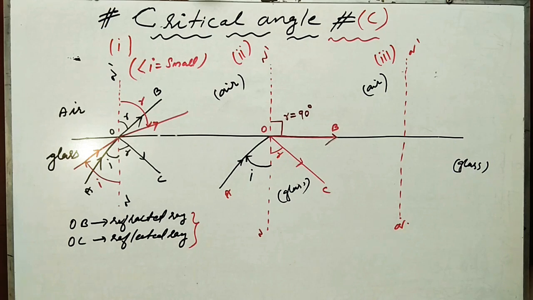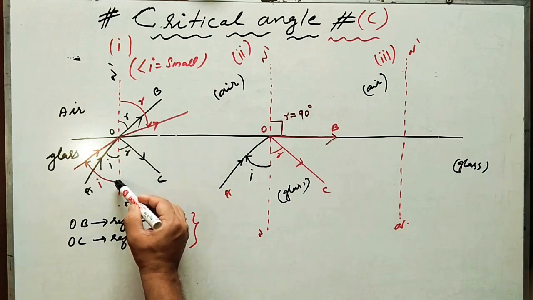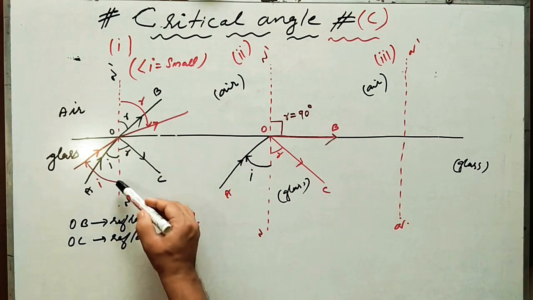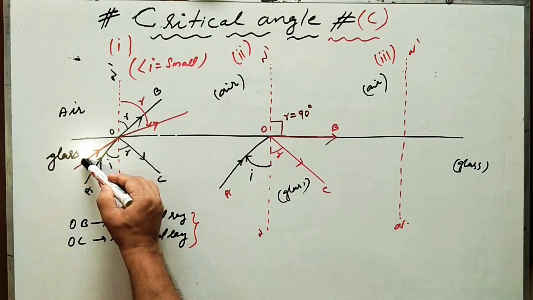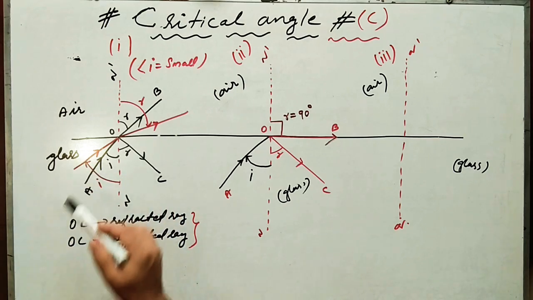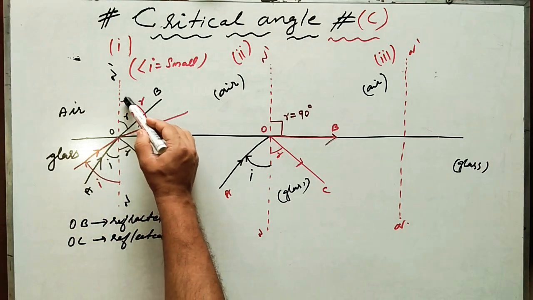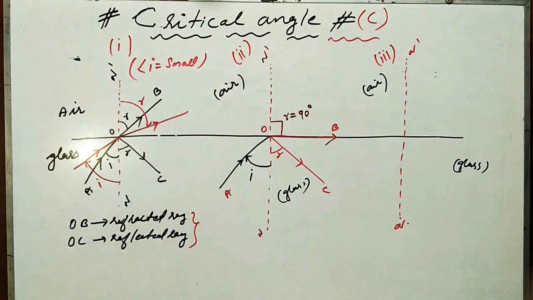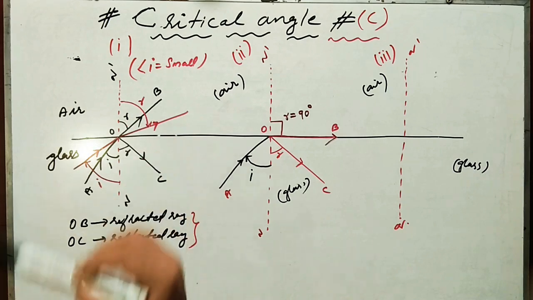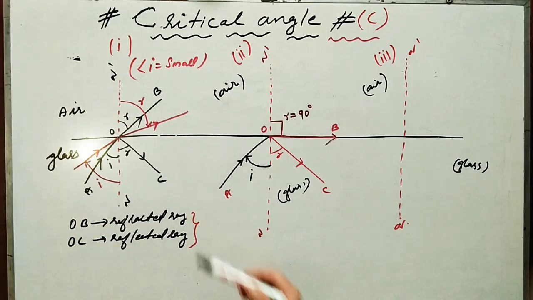Now, slightly increase the angle of incidence. If you increase the angle of incidence, which is represented in red, you can see that the angle of refraction is also increasing. You can see it on the diagram.